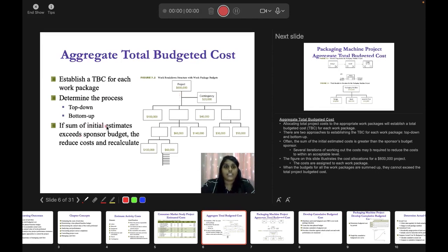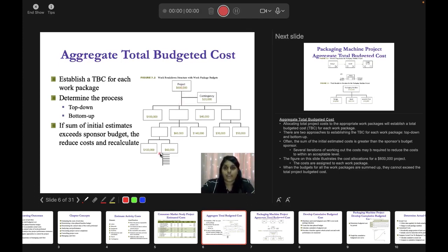If the sum of initial estimates exceeds the sponsor budget, then reduce the cost and recalculate, right? Because now you have put here 600, but your sponsor's budget is only 500,000. That means once you have figured it out at all this level for 600,000, then later you will reduce that 100,000 from each of the particular boxes. It is easy for you to determine it that way so that you can ensure the cost stays within the planned budget.